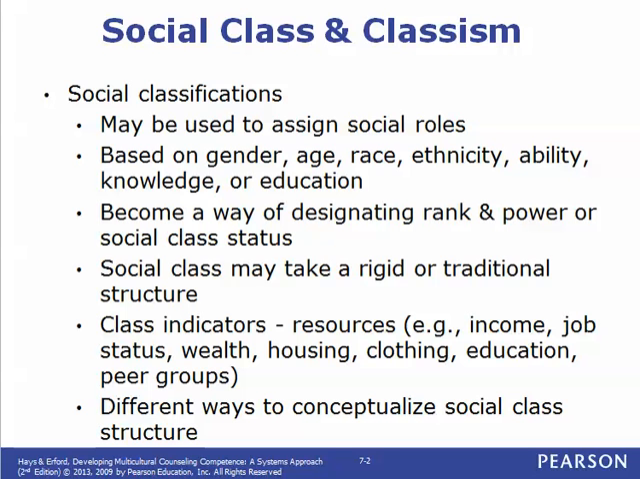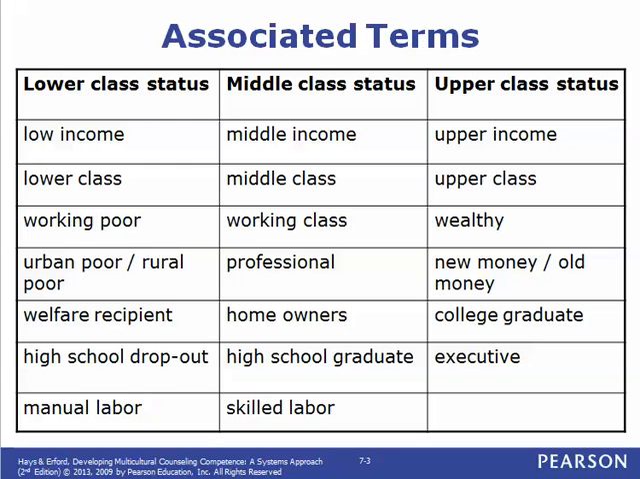And the class indicators, so what do we use to determine which class someone is a member of, are usually based around resources. So what's the person's income, their job status, what's their wealth like, where do they live, what do they wear, what school do they go to, and who do they hang out with. In general, for our purposes, we're going to look at three different divisions of class: lower class, middle class, and upper class status. And you can see the differences in terms, and maybe in where someone lives, what kind of education they have, what kind of job they do, and what kind of income they earn.